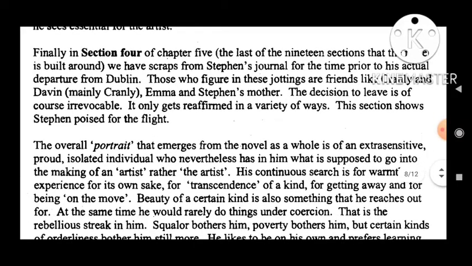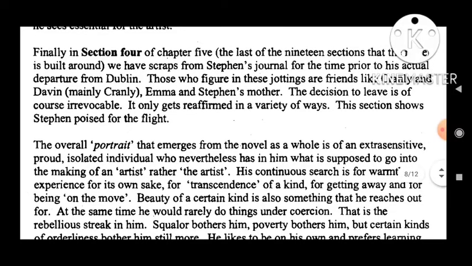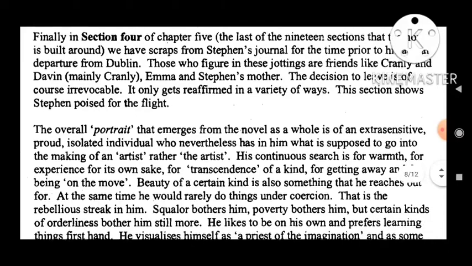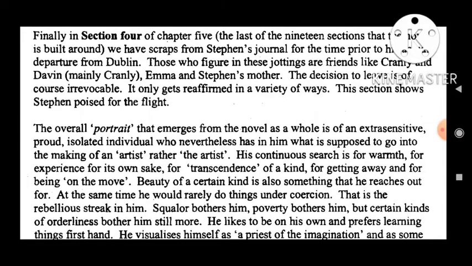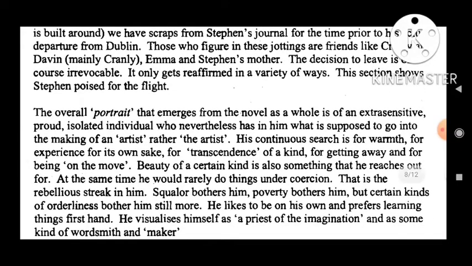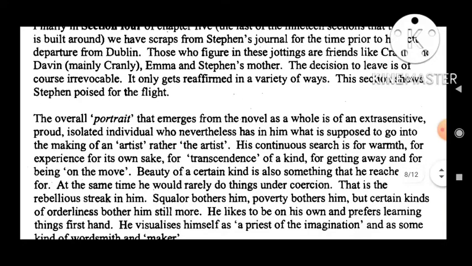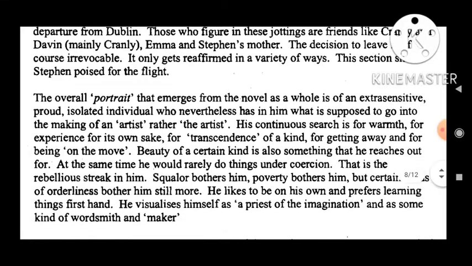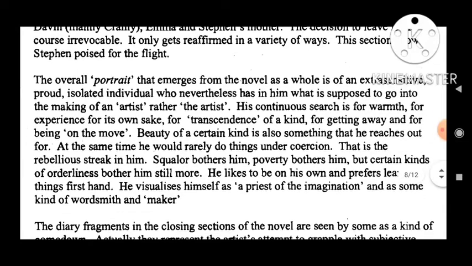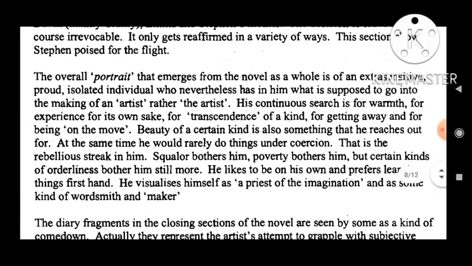Finally, in section 4 of chapter 5, the last of 19 sections that the novel is built around, we have scraps from Stephen's journal for the time prior to his actual departure from Dublin. Those who figure in these jottings are friends like Cranly and Davin, Emma and Stephen's mother. The decision to leave is of course irrevocable. It only gets reaffirmed in a variety of ways. This section shows Stephen poised for the flight.